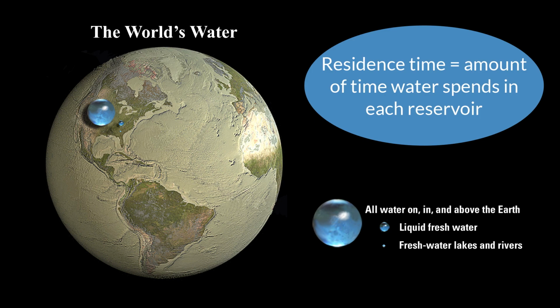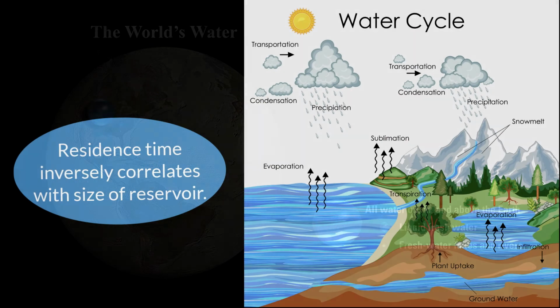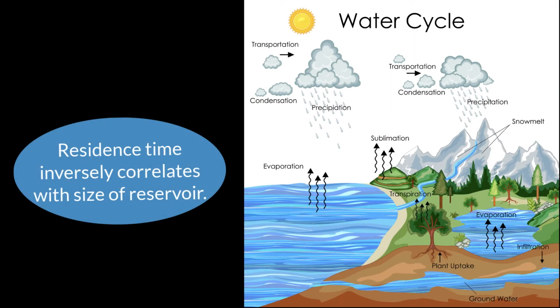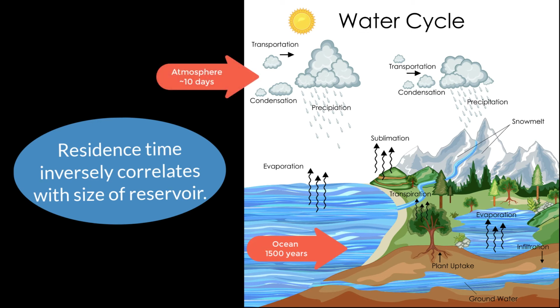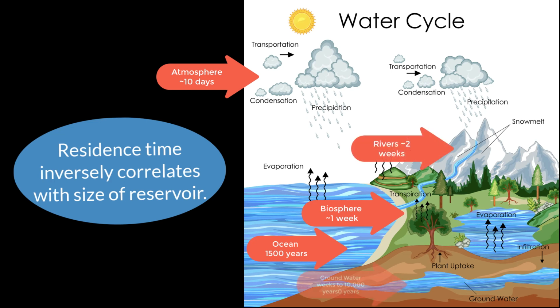In addition to the widely varying size of the water reservoirs, the amount of time water spends in each reservoir is hugely varied. This is called its residence time. And the larger stores take longer to turn over and have longer residence times, such as the oceans, about 1,500 years, while the smaller reservoirs turn over faster and have much shorter residence times, like the atmosphere or rivers.